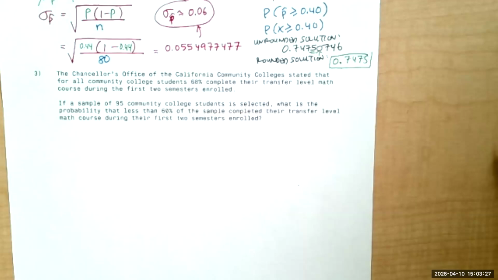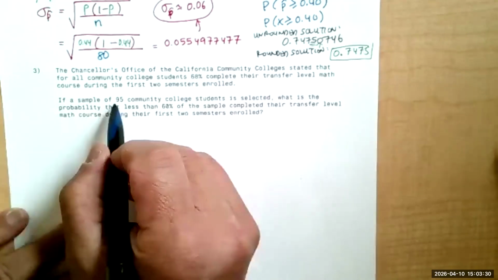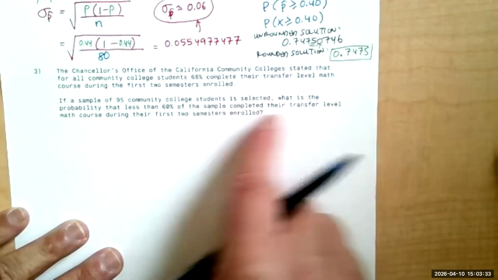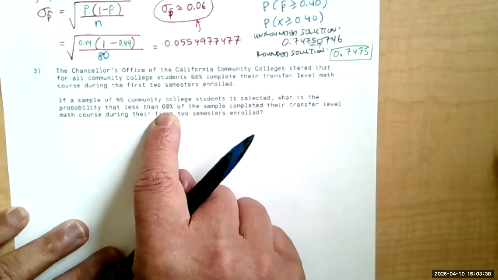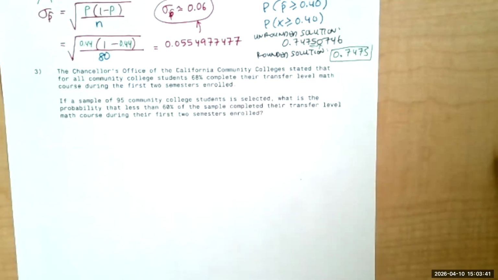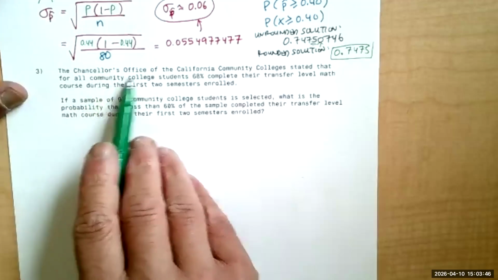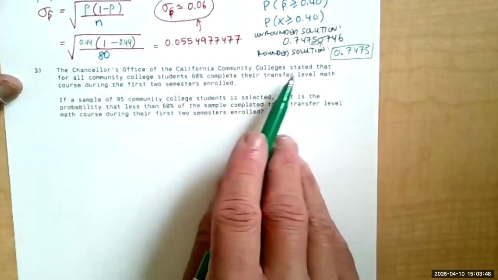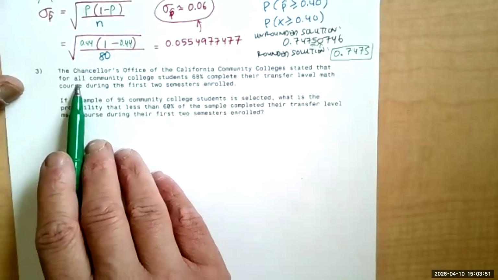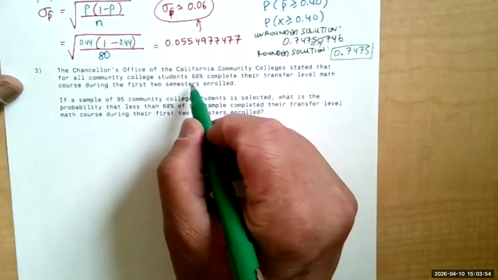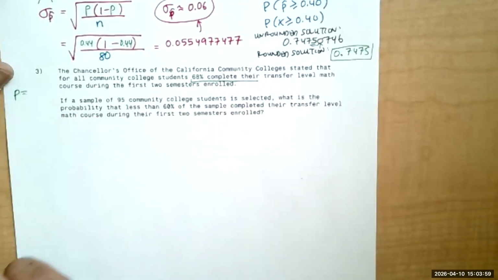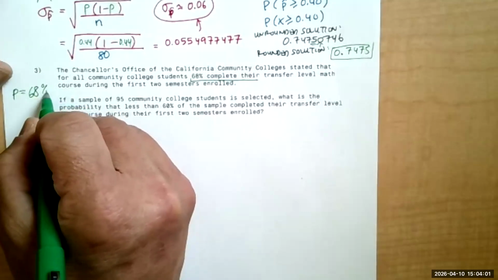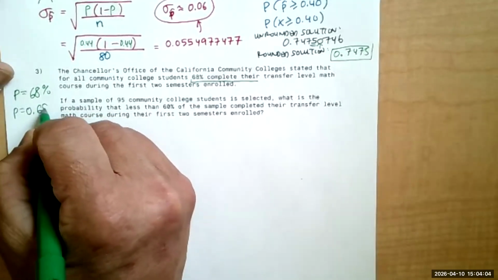Like the stats class. In a sample of 95 community college students, what's the probability that less than 60% complete their transfer level math course in their first 2 semesters? What's that chance? For the entire California community colleges system, that's our population. It says that 68% complete the transfer level math, so our value for P for the population is 68%, or as a decimal, 0.68.